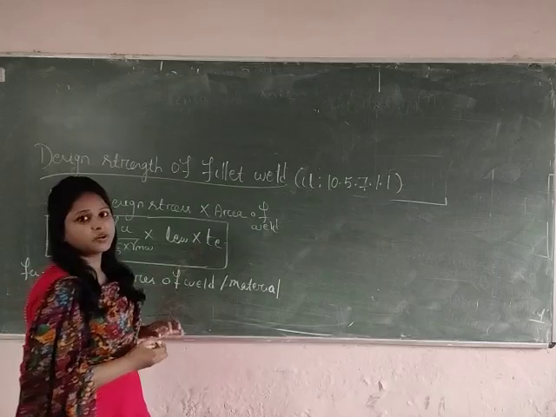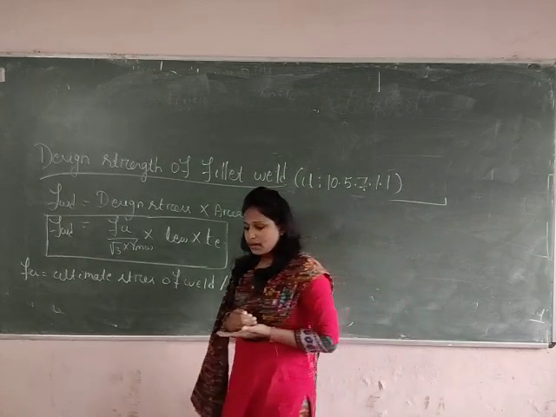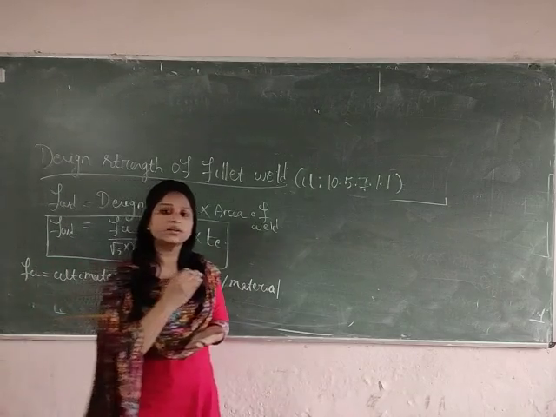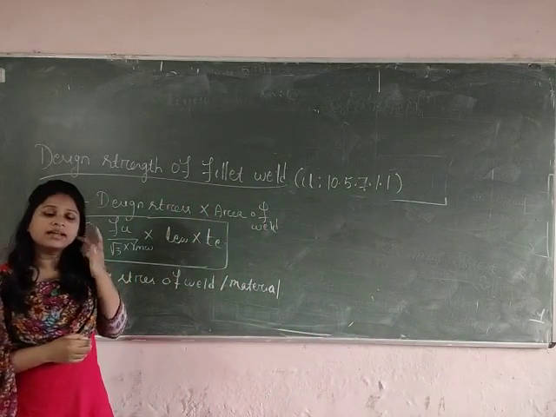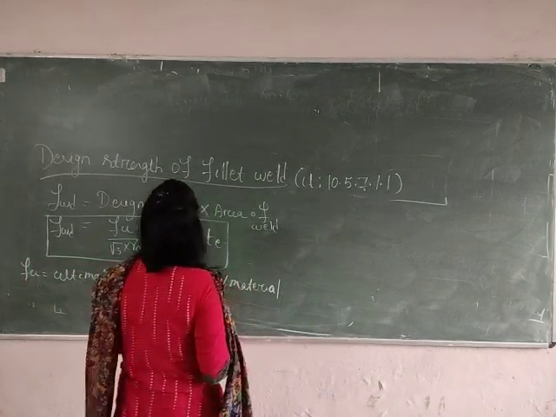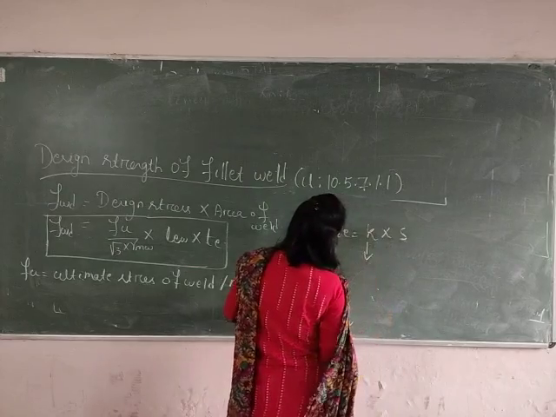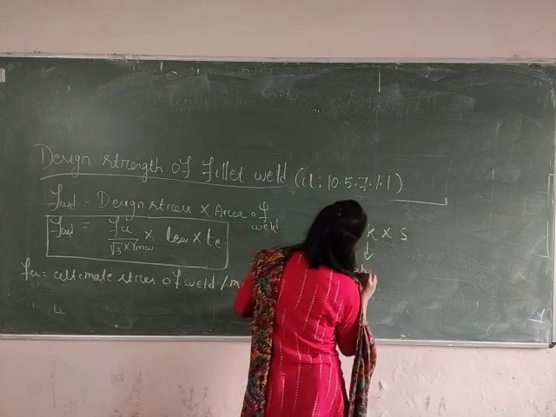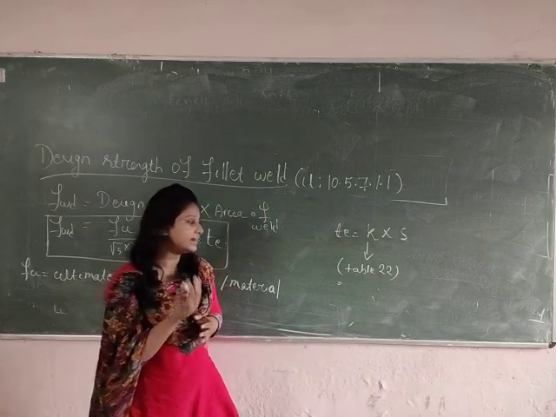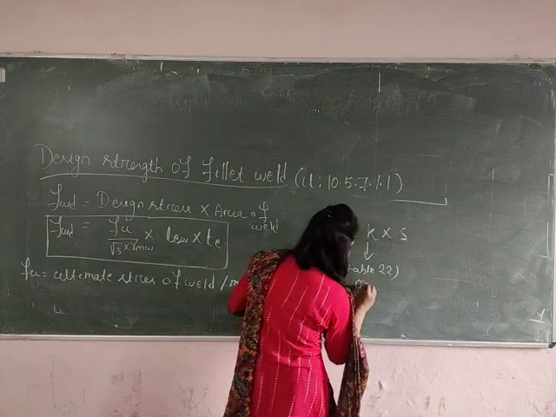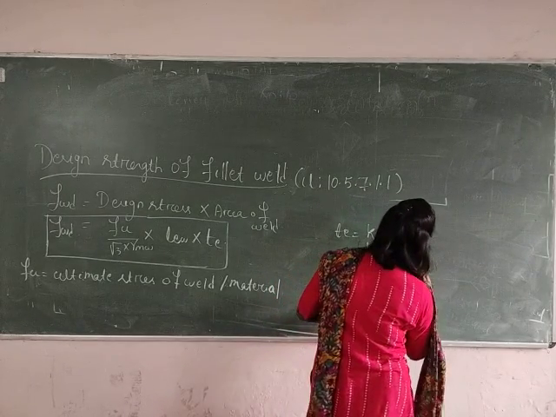Then the effective throat thickness can be calculated by K into size of weld. The value of K you can get from table number 22, that depends upon the angle between two fusion faces. Size of weld is equal to leg size length. So effective throat thickness is K into S. Generally in most cases the fusion faces are at 90 degrees, so generally we take the value of K as 0.7. And this size of weld is equal to the leg size.